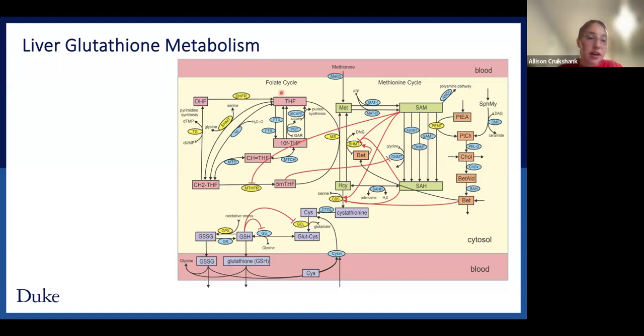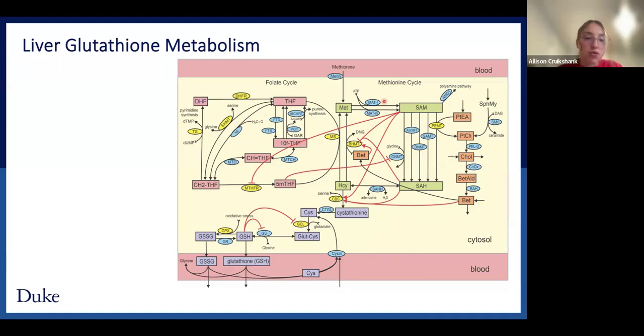The rectangles represent substrates, and the ovals represent enzymes that drive the reactions. This reaction right here, denoted by the black arrow, converts DHF to THF, and the enzyme that does that is DHFR. We have a bunch of biochemical reactions in this figure. All the black lines are biochemical reactions or transport from the blood, like you see here with cysteine.